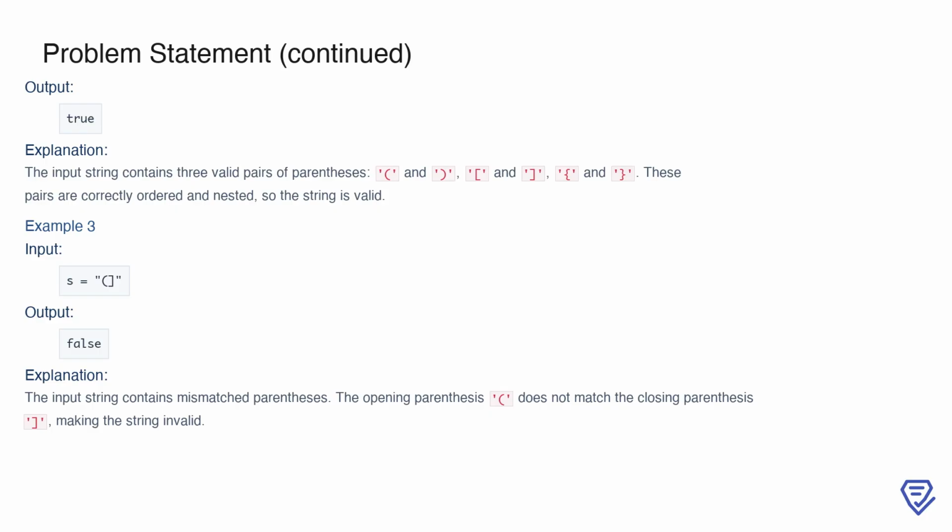Another invalid example is. Although all the brackets are eventually closed, the order of nesting is incorrect. The opens first but is closed after, which violates the proper nesting rule. As a result, this string is also invalid, and the output is false.